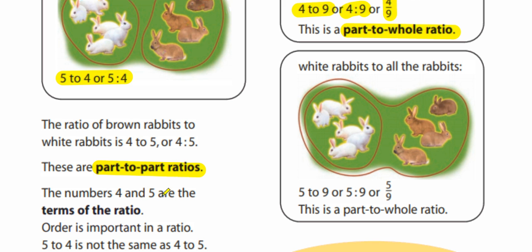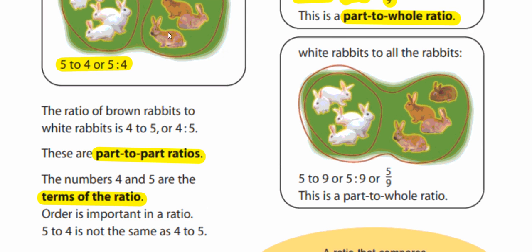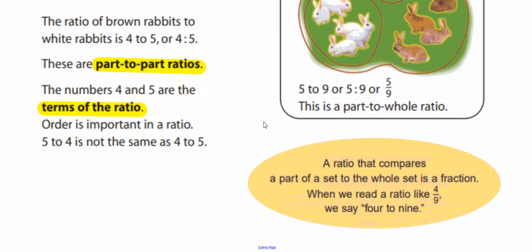4 and 5 are considered the terms of the ratio, so that is what we call them. And the order is very, very important. If I say that white to brown is 5 to 4, that means that the first word, white, or the first group or term, has to match the same number of items. So my white rabbits have to be the 5 that comes first. The brown rabbits have to be the 4 that comes second. If I flip them around, that means that I've actually changed the makeup of my group of rabbits.